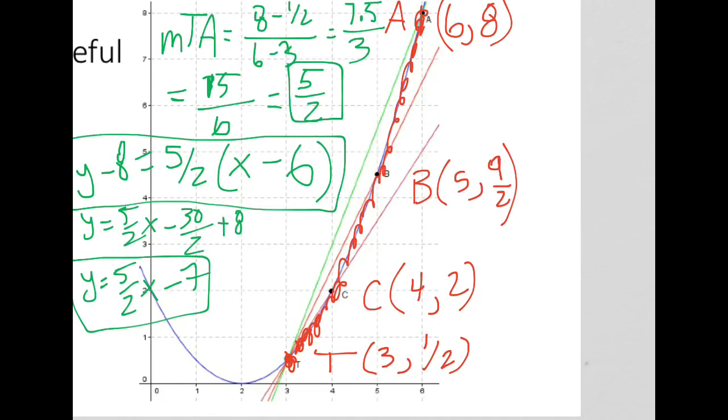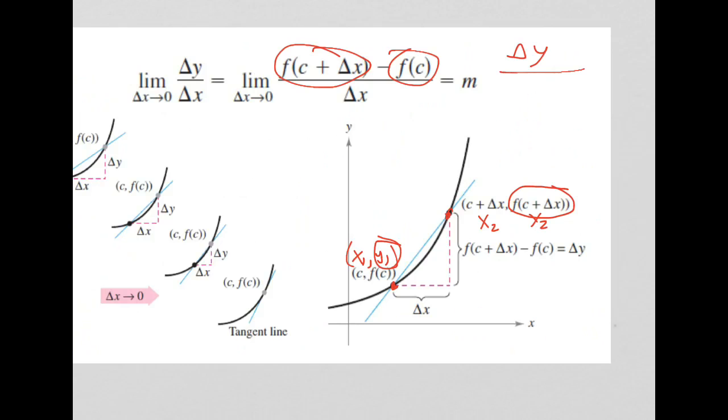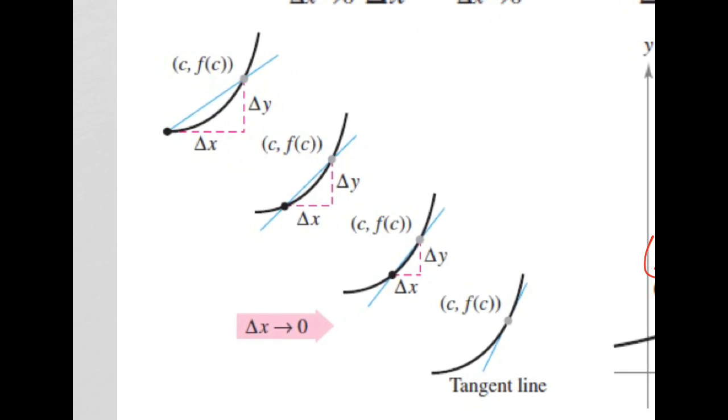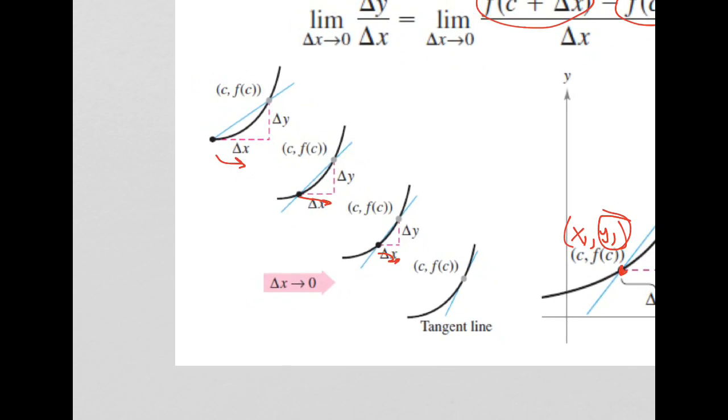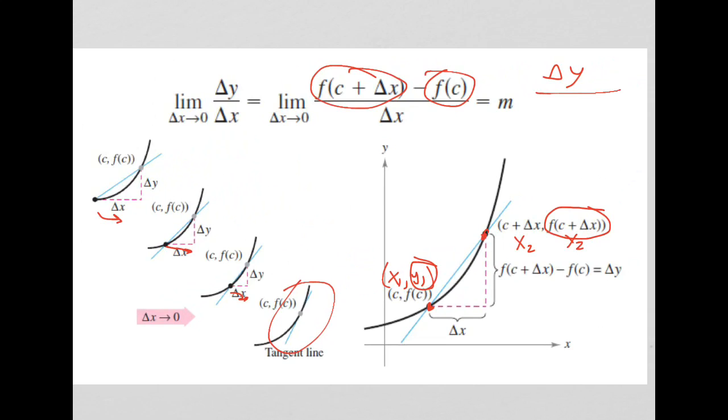And as we get closer and closer, the slope of these secant lines here gets closer and closer to the slope of that tangent line. That's what this diagram is showing right here. As you move that black point to the right, as delta x gets smaller and smaller and smaller, the secant lines get closer and closer to approaching that tangent line. And that is what this limit represents.